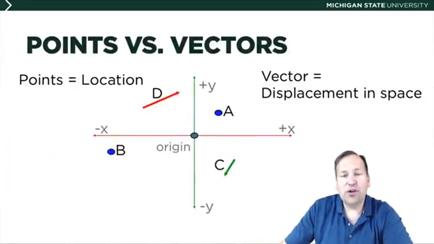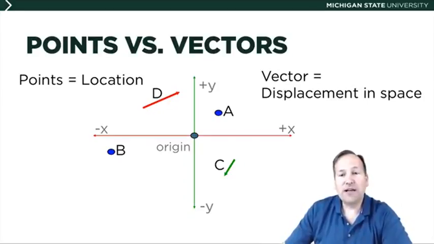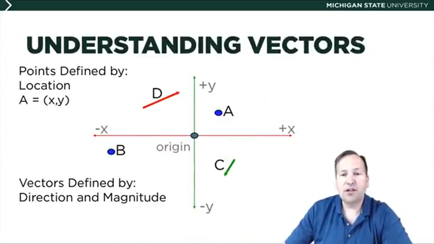So using this coordinate system, the next important concept is to talk about points and vectors. A point is a location within your coordinate system. So A and B are points, for example, whereas a vector is a displacement in space. So D and C in this diagram are vectors. Let's talk a little bit more about this.